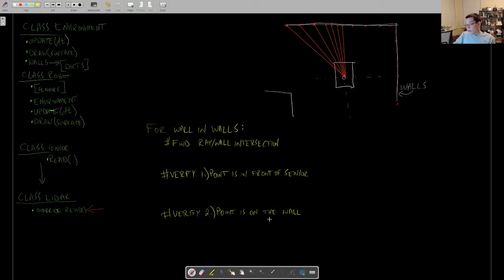And if the walls were infinite length, yes, it would. However, we don't have that guarantee. If we break this down a little bit, and we're going to look at just one ray cast from this LiDAR to the wall. Boom.